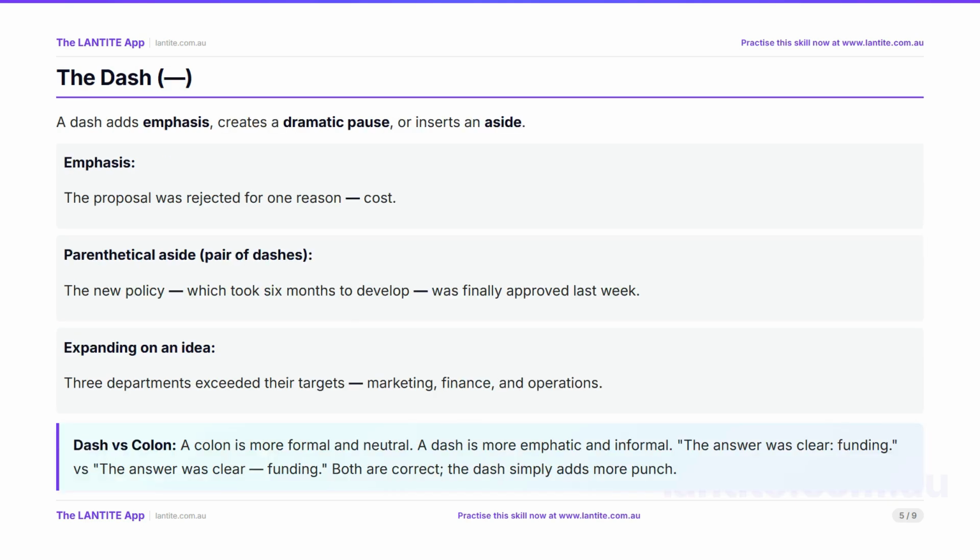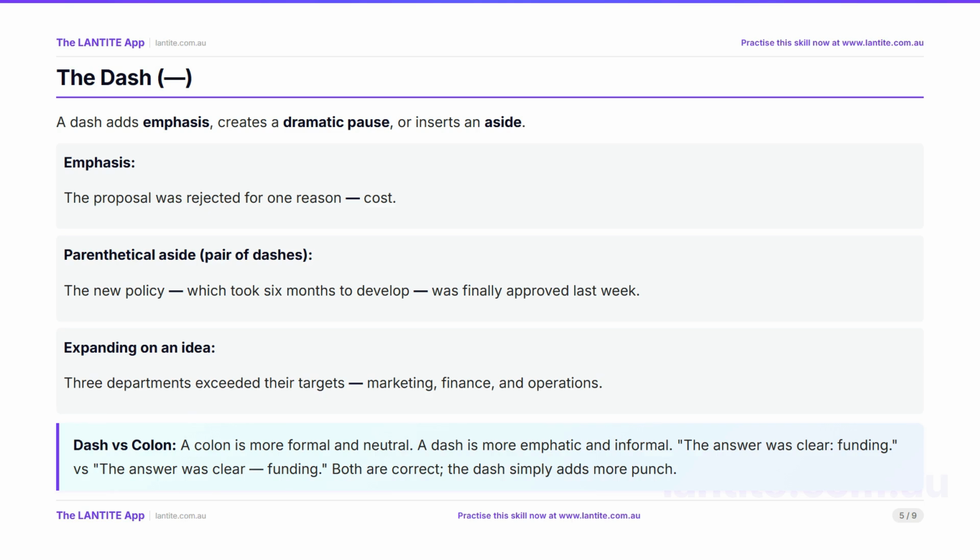Finally, the dash. Dashes add emphasis, create dramatic pauses, or insert asides. For emphasis: the proposal was rejected for one reason — cost. That dash creates a pause that makes the reader focus on the word cost. For parenthetical asides, use a pair of dashes. The new policy — which took 6 months to develop — was finally approved. The information between the dashes is extra detail, like a whispered aside.